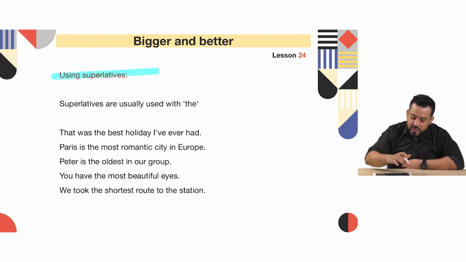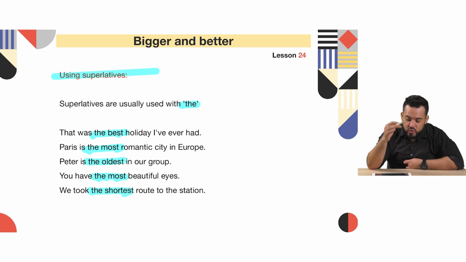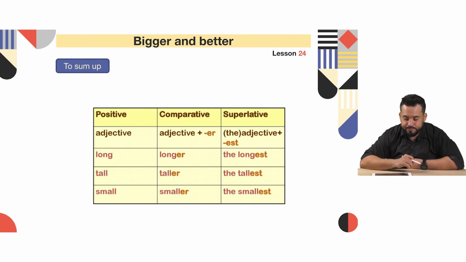Using superlatives, usually you will use it with the. Like that was the best holiday I have ever had. Or Paris is the most romantic city in Europe. Peter is the oldest in our group. You have the most beautiful eyes. We took the shortest route to the station. So we use the superlative with the, usually. Not 100%, but normally we do.